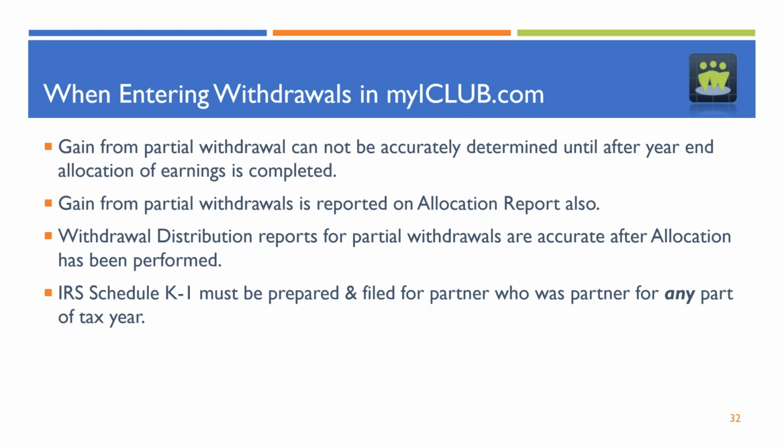Right. So that's that third point. The withdrawal distribution report cannot accurately report gains until after the allocation's been performed. And the Schedule K1 has to be filed and prepared for any partner who is a partner for any time during the tax year. So even if they're only a partner for one day, they have to have a K1. Now, if you're using our tax software, the federal tax printer or the state tax printer, if a member has been a member at any time during the year, it will generate a K1 for them.